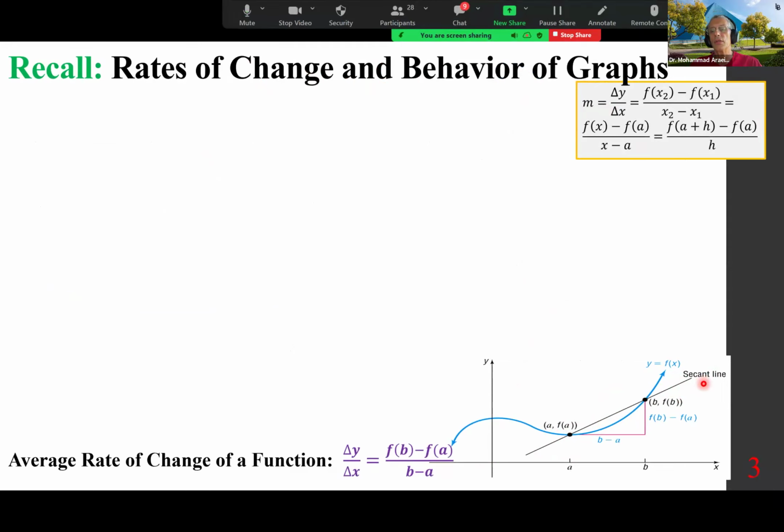Rise over run. So this could be f of b minus f of a over b minus a. This could be delta y over delta x. Could be f of x sub 2 minus f of x sub 1 over x sub 2 minus x sub 1. For example, if you call this x sub 1 and you call this x sub 2. Or it could be f of x minus f of a over x minus a, if you keep this as a and call this x. Or it could be f of a plus h minus f of a over h, if you keep this as a, this distance as h, and this becomes a plus h. Please understand they all mean the same.